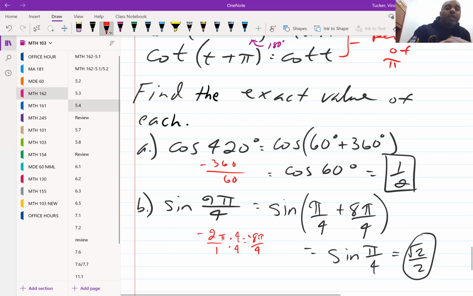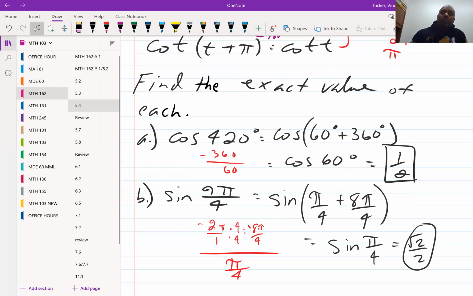Oh, that's what I was doing. I just didn't write it clearly. So we just have pi over 4, and we do the same relationship. Remember that 8 pi over 4 is our 2 pi. So that simplifies to just sine of pi over 4. And that is just the square root of 2 over 2.